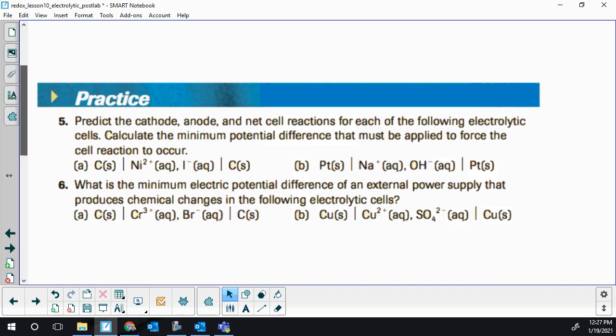And we're going to practice for at least the next 45 minutes or so. Okay? The next lesson are some anomalies, some quirks to electrolytic cells.